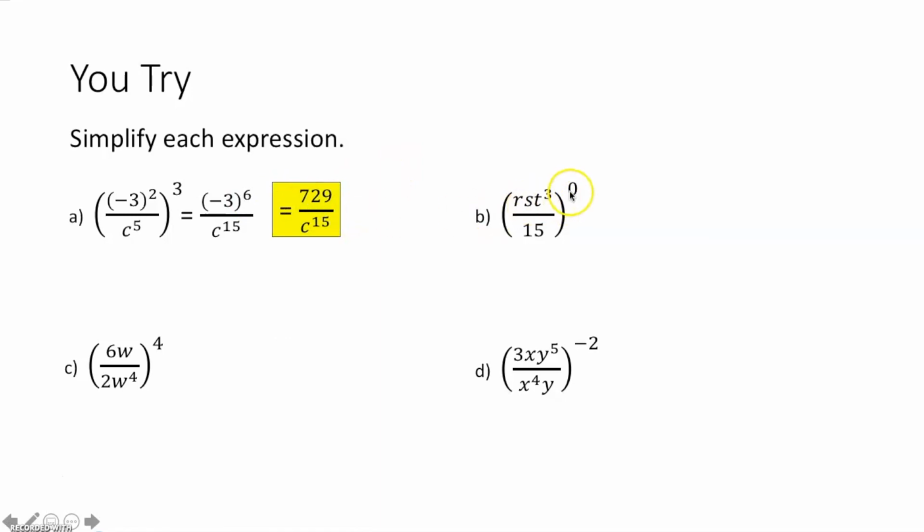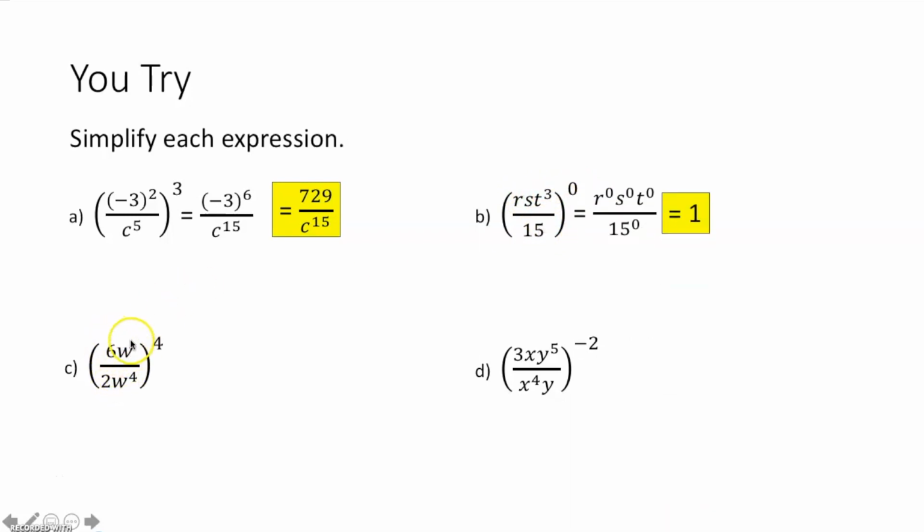Here, we're raising our numerator and denominator to the 0 power. Now, what you could know right away, shortcut, anything being raised to the 0 power equals 1. So you could just stop right there, or you could raise each particular part of this to the 0 power, but you still end up getting 1. For part C, we're doing the same thing.